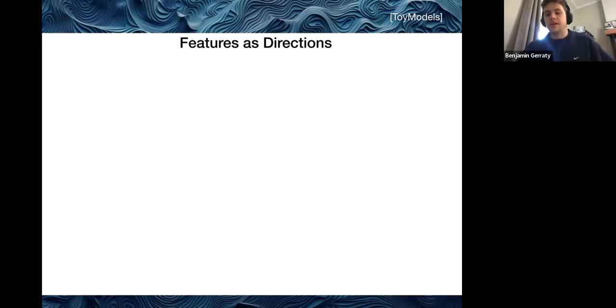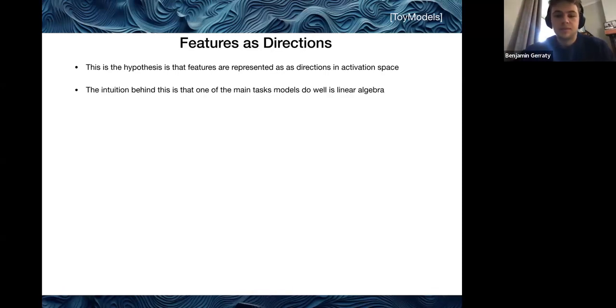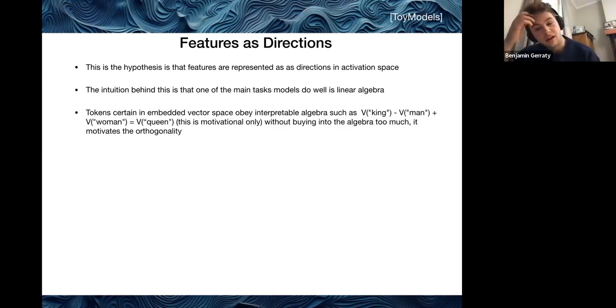Okay, so now instead of thinking of features as images and tokens, I want you to think about features being directions in activation space, meaning in the local basis of the neurons. The intuition behind this is, we could map neurons into high dimensional space. One reason is that models are very good at doing linear algebra, especially transformers. There's some motivation here, again, take this loosely, that if you embed your tokens into a vector space, you can do some algebra where you start with king, go backwards from man, and then add the token woman, and you get queen.